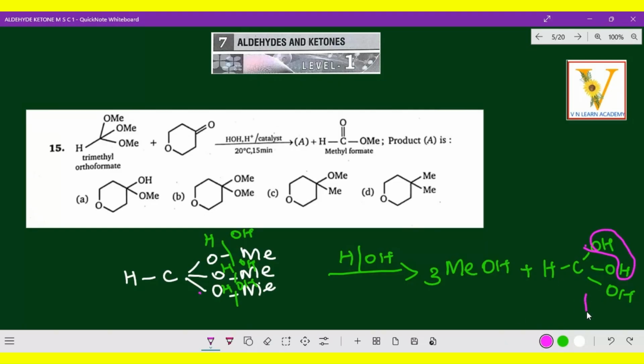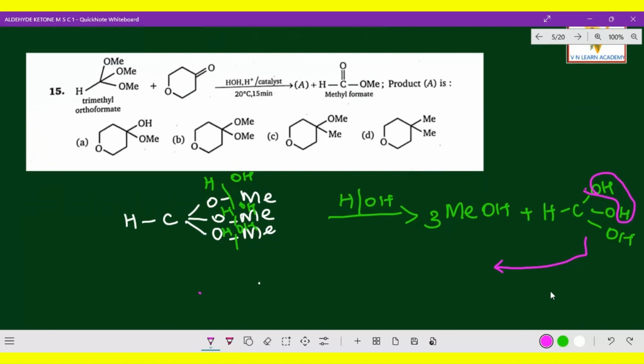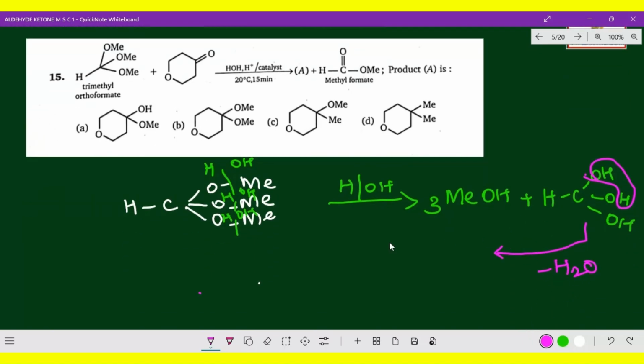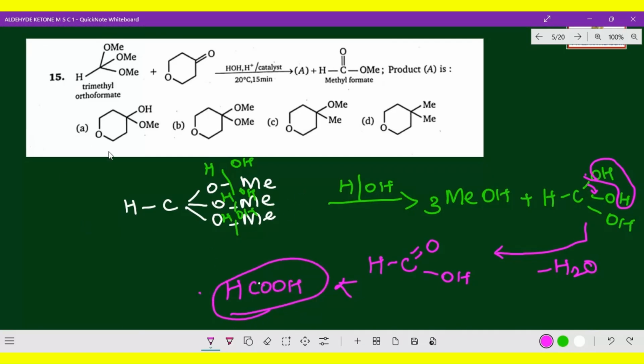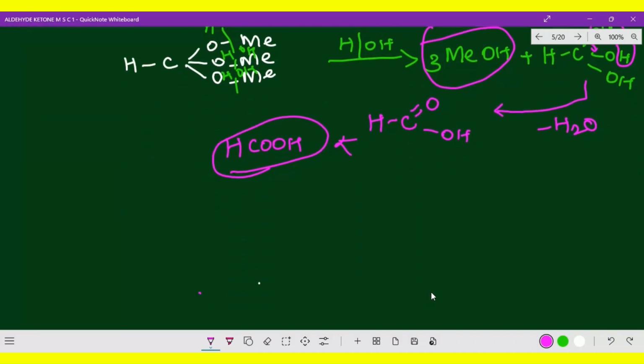Then the remaining product, what is it? Water release means H2O is released. That means HC, here O, and then this bond comes over here, so C double bond O, and then here OH. So what is this? C double bond O, this is formic acid, HCOOH. It is formic acid. That is what trimethyl orthoformate gives, right? Okay, now this methyl alcohol is going to react with this component. Which component is it going to react with? Come on, let us check how this is going to react.